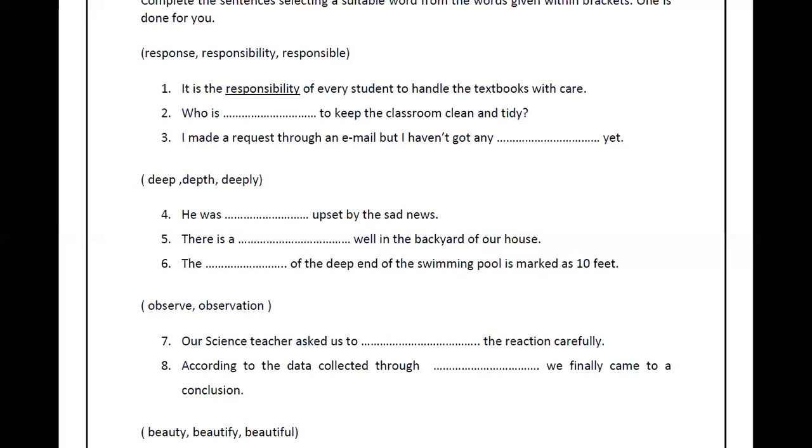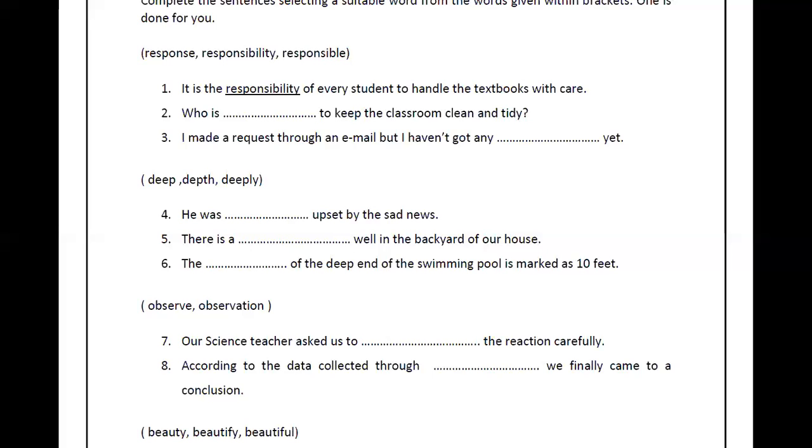Okay, right. He was blank upset by the sad news. So he was blank upset. He was deep upset. Can you say deep upset? No, because deep is an adjective and upset here is a verb. So you can't say deep upset. It doesn't make sense. No. There is a blank well in the backyard of our house. Right? So what do we say? There is a what kind of a well? Well is a noun, right? So that noun needs an adjective because we have to explain the well.